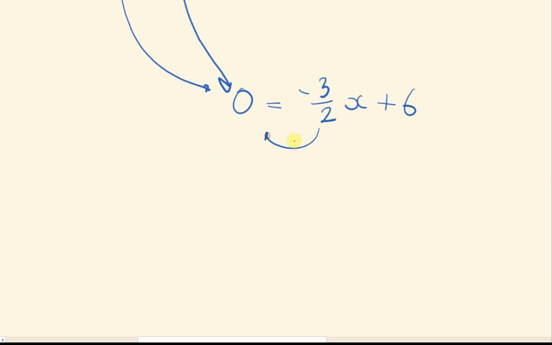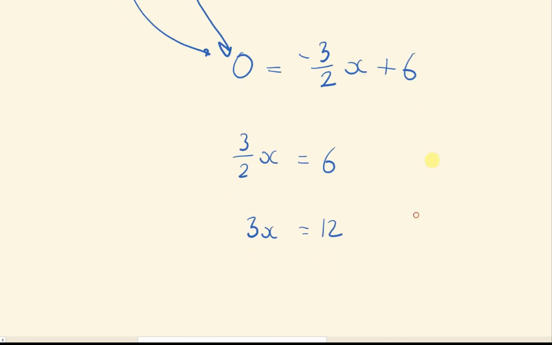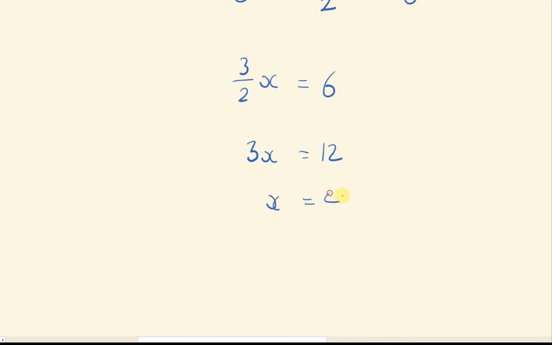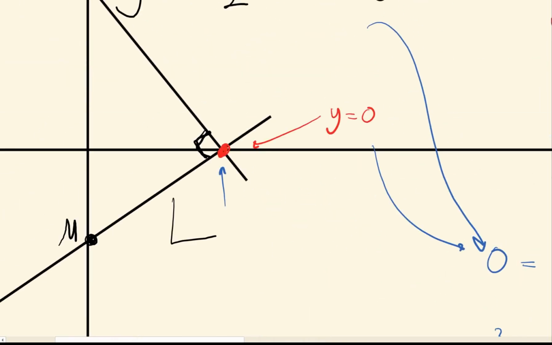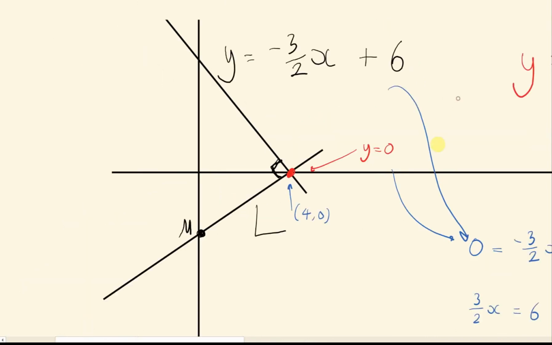Okay, we can take the minus 3 over 2x across to tell me that 3 over 2x equals 6. Then we just solve this equation. We can get rid of all fractions. So 3x is going to be double 6, which is 12. Therefore, x is 4. So we now have a coordinate. We now know that this coordinate here was 4, 0.